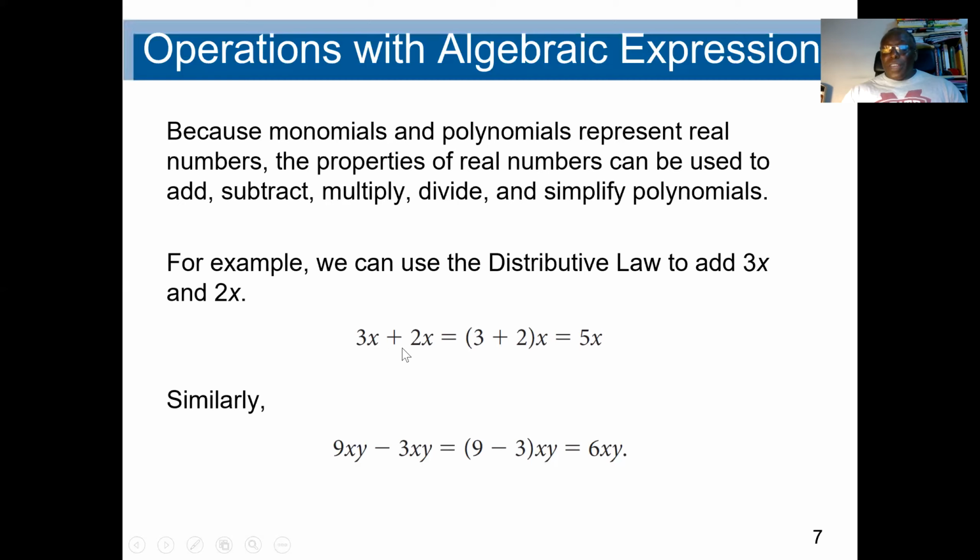So one more time, if I have 3x squared plus 2x, I cannot do anything because the first term is x squared, the exponent is 2, and in the second term, the exponent is 1. So we cannot combine. So again, in addition and subtraction, we always combine the like terms. And like terms means we have to have the same base name and the same exponent.